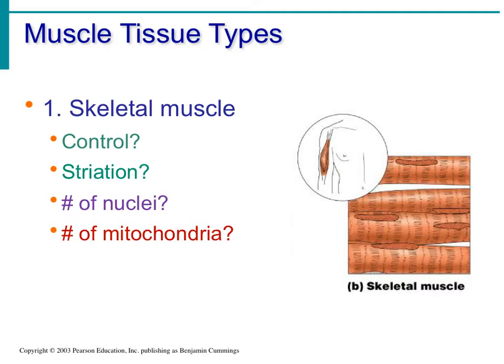So for skeletal muscle, it is controlled voluntarily. So you can, for the most part, move your arm when you need to move your arm or move your legs when you want to do that. Sometimes you do have involuntary skeletal muscle movements, like a twitch or something will happen, but for the most part, control is voluntary.